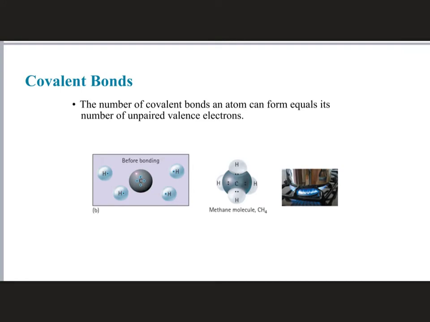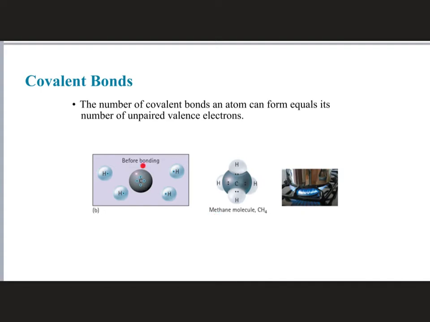Okay, here's another example. We have carbon, which has 4 unpaired electrons. So carbon can actually make 4 different covalent bonds, and so when it bonds with hydrogen, it can make CH4, which is also known as methane.